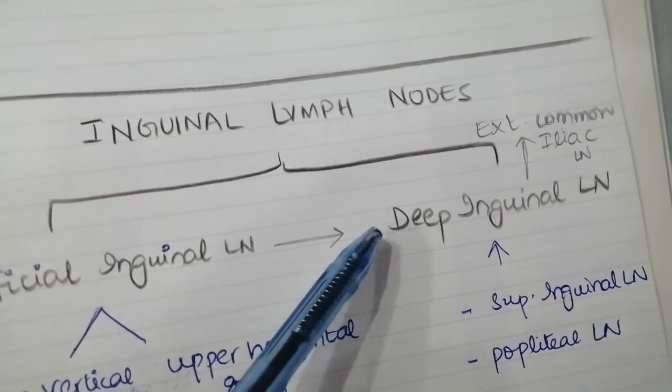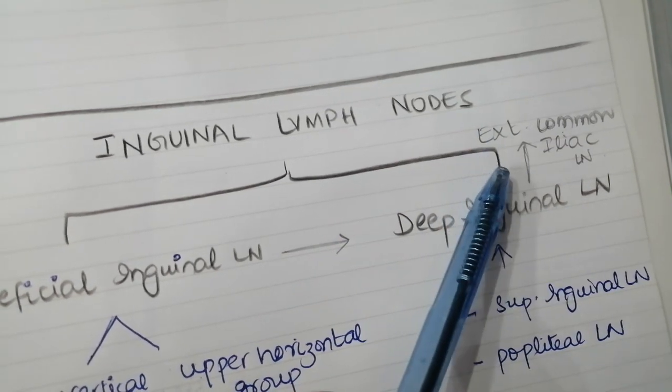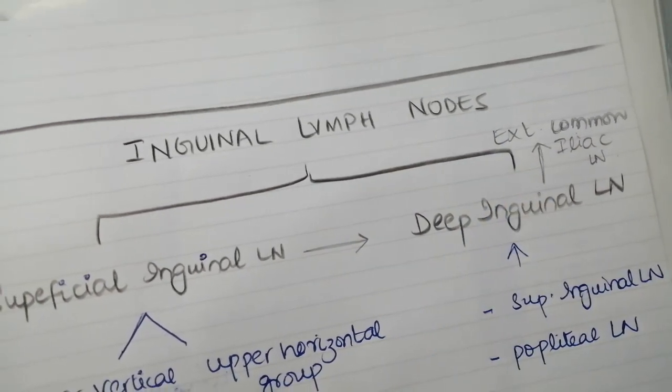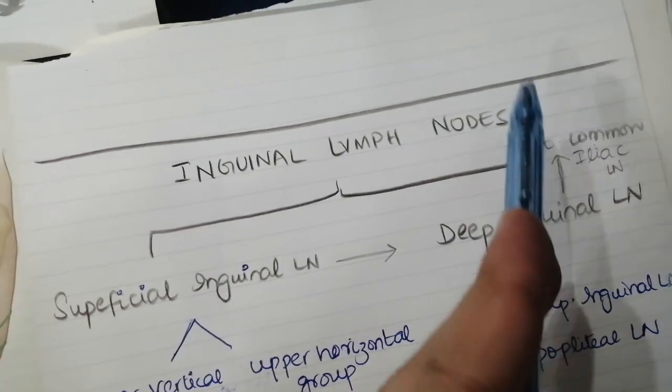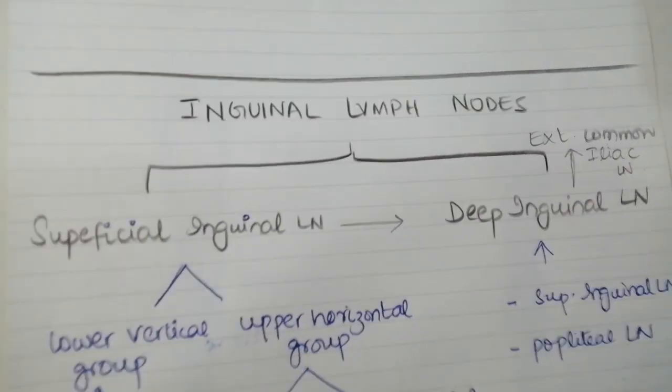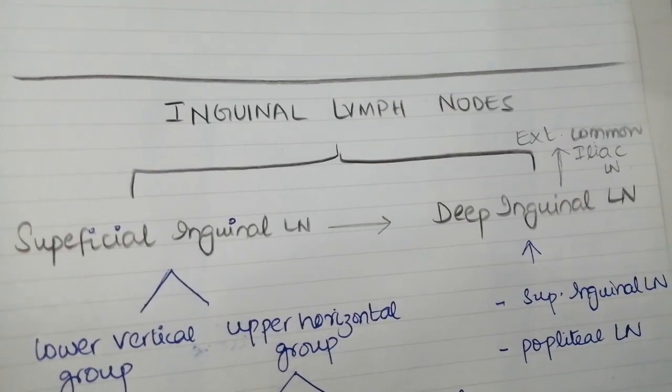From the deep inguinal lymph nodes, all the lymph finally enters into the external and common iliac lymph nodes, and from there it enters into the lumbar lymphatic trunk. Okay, this was the whole about the inguinal group of lymph nodes.